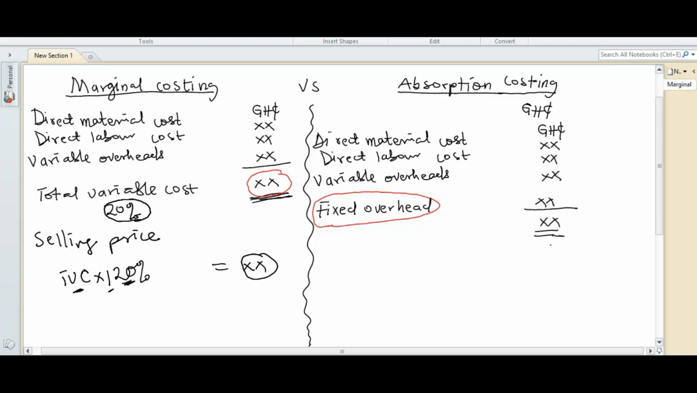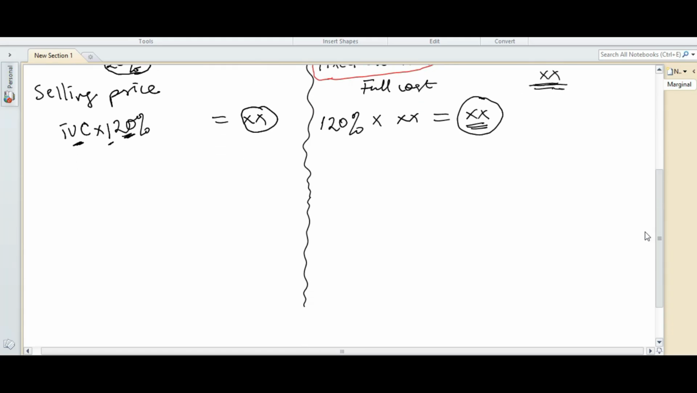And if we want to do the same thing using the full costing method, then to calculate the selling price, we are going to use the 20%. So let me make this one also 120, because the 100 here times the full cost of the product will also give us the selling price. So this is how we go about it. The main difference is the treatment of the fixed production overhead.